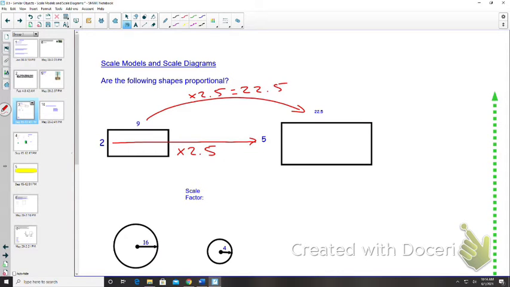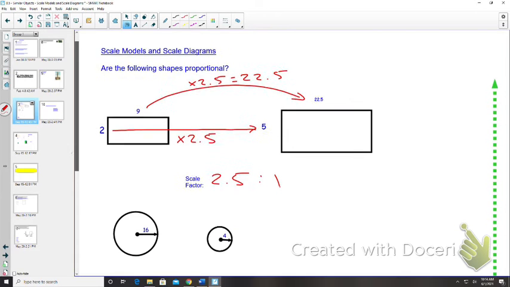So, Logan, are these two rectangles proportional? Yeah. Why? Because they're both multiplied by the same units, the same number, what we call the scale factor, right? And what is the scale factor for our two rectangles? 2.5. Good. And we're getting bigger, right? So is it 2.5 to 1 or 1 to 2.5? 2.5 to 1. Good.